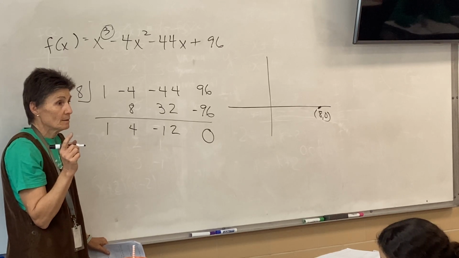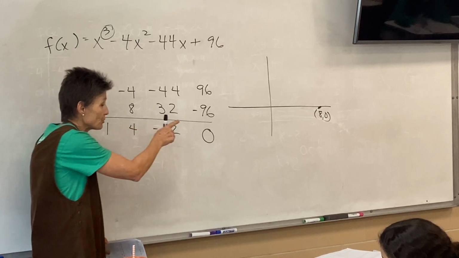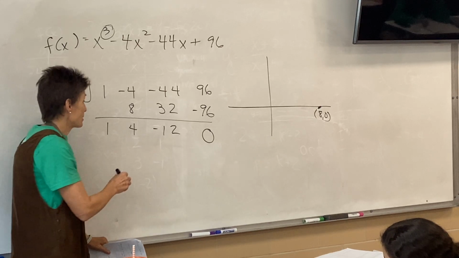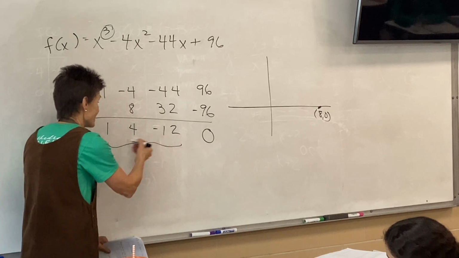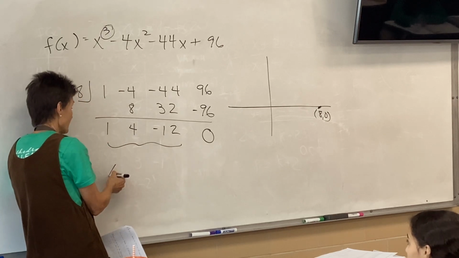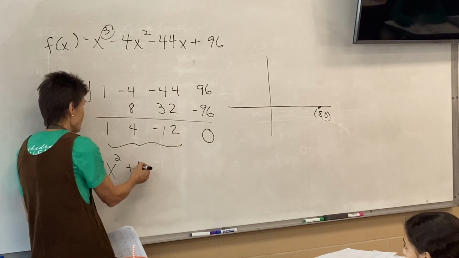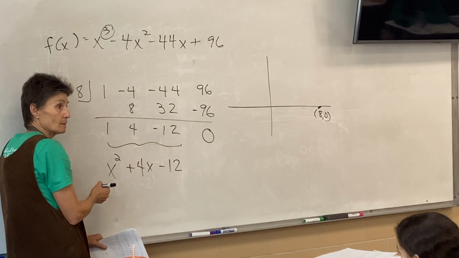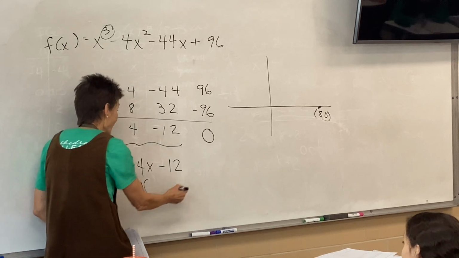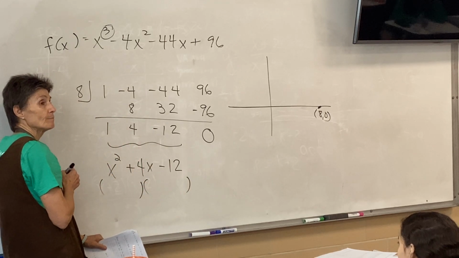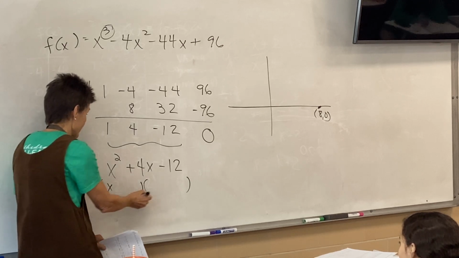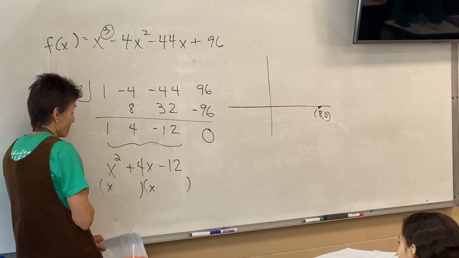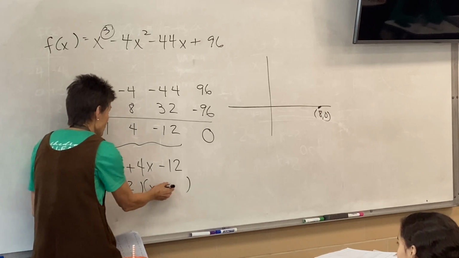So we're ready to figure out where the other 2 zeros are, where the other 2 x-intercepts are. So that comes from here. What does this say right here? X squared plus 4x minus 12. And that should factor for you into what? X, what? Minus 2 plus 6, she says.